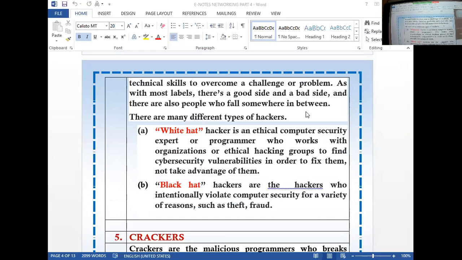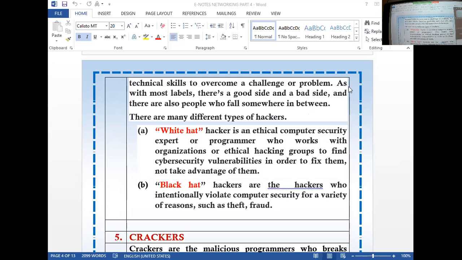They do not have any illegal motive. Rather, they help the organization in finding the problems in the network. Whatever problems come up in network security, they help to trace out. Right? They don't take any advantage out of that. They don't have any profit motive.